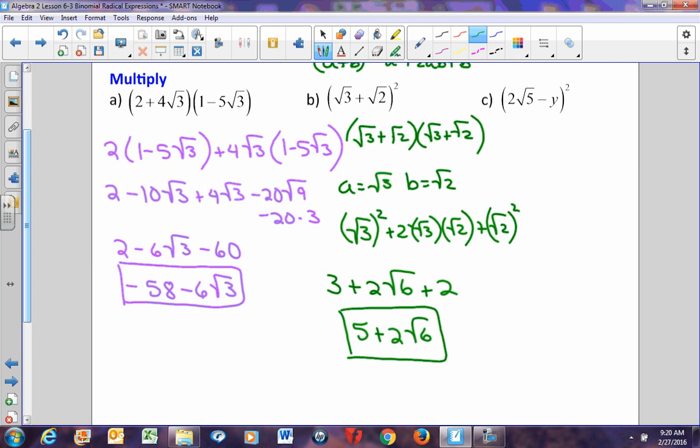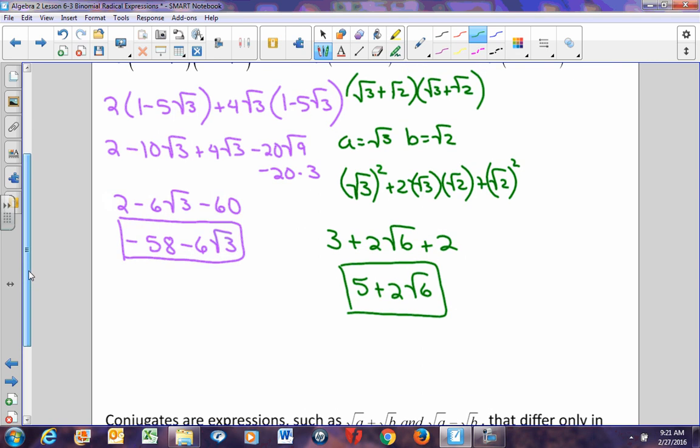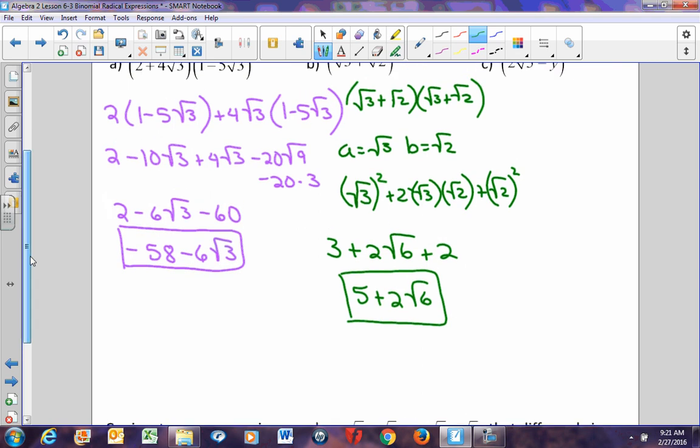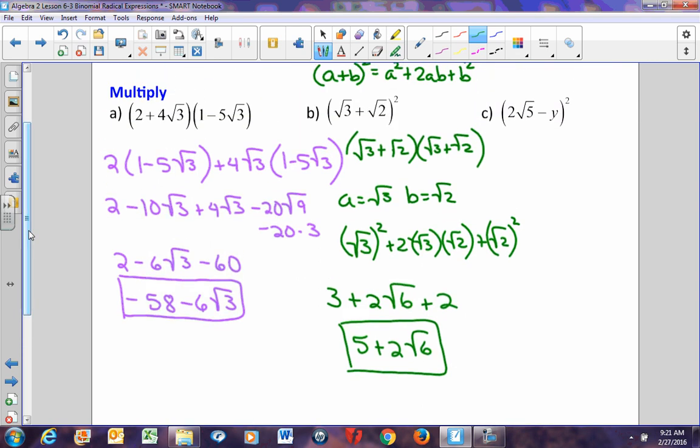All right, letter C here, 2 square roots of 5 minus y quantity squared. I can use the a minus b quantity squared formula here. Okay, I'm going to have to squeeze this in here just a little bit. So basically, this is going to be an a minus b quantity squared, which is a squared minus 2ab plus b squared. My a term, 2 square roots of 5. My b term, y. Remember, the negative sign is taken care of in the formula. So, a squared, 2 square roots of 5, quantity squared.